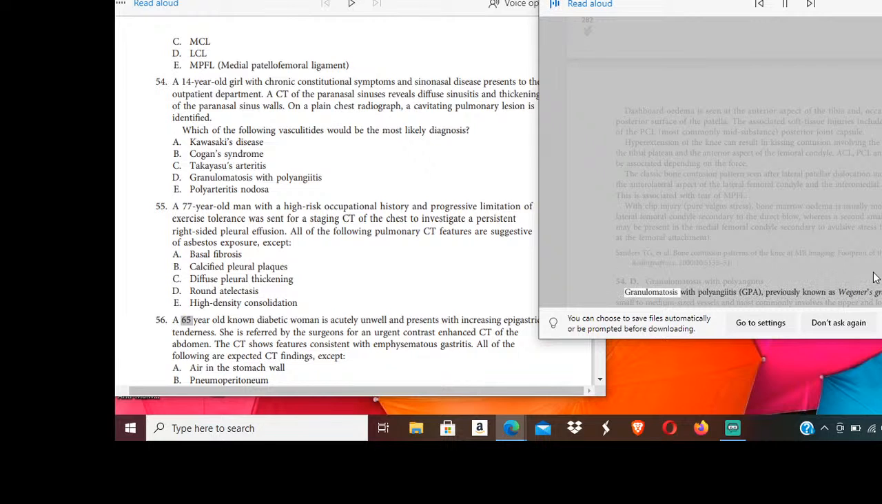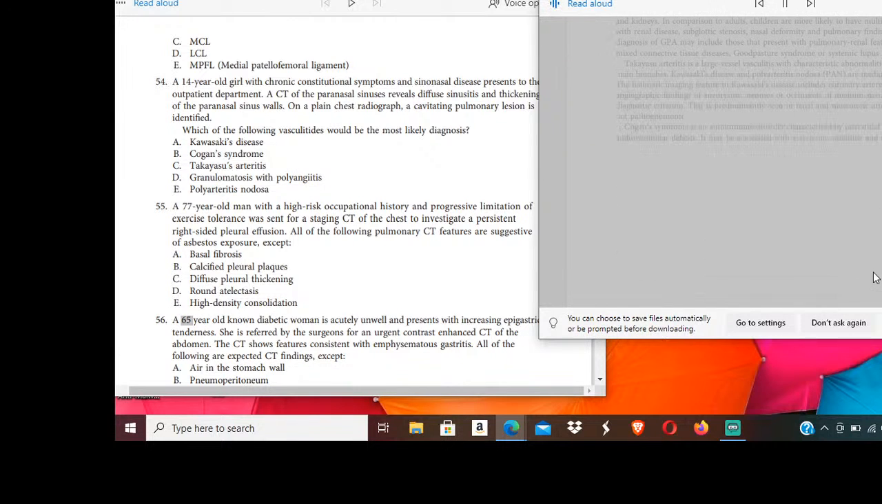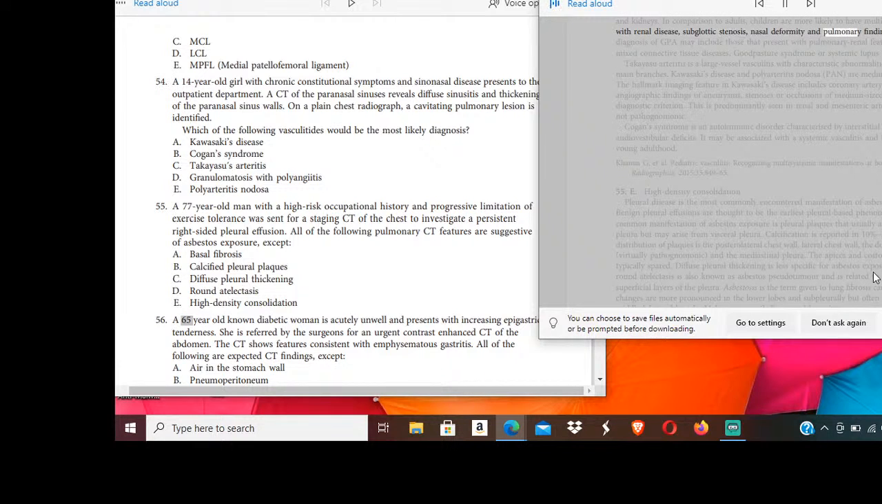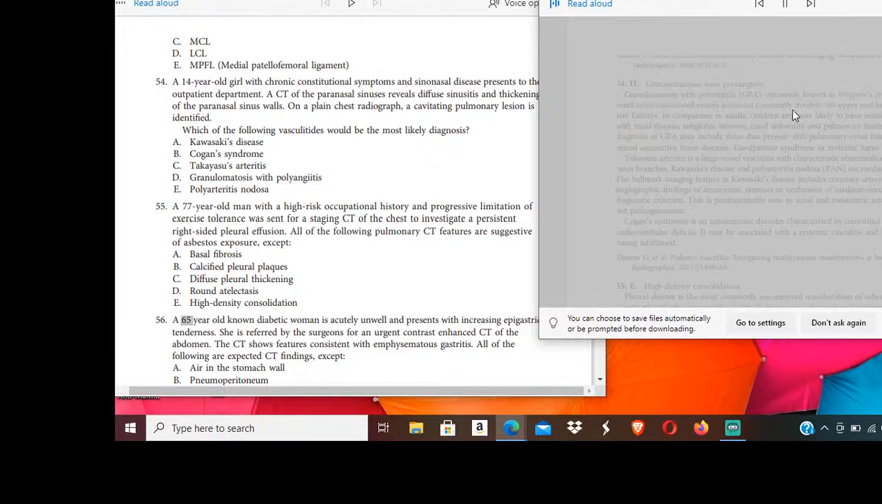Granulomatosis with polyangiitis. Granulomatosis with polyangiitis, GPA, previously known as Wegener's granulomatosis, affects small to medium-sized vessels and most commonly involves the upper and lower respiratory tracts and kidneys. In comparison to adults, children are more likely to have multi-organ involvement with renal disease, subglottic stenosis, nasal deformity, and pulmonary findings. Differential diagnosis of GPA may include those that present with pulmonary renal features.